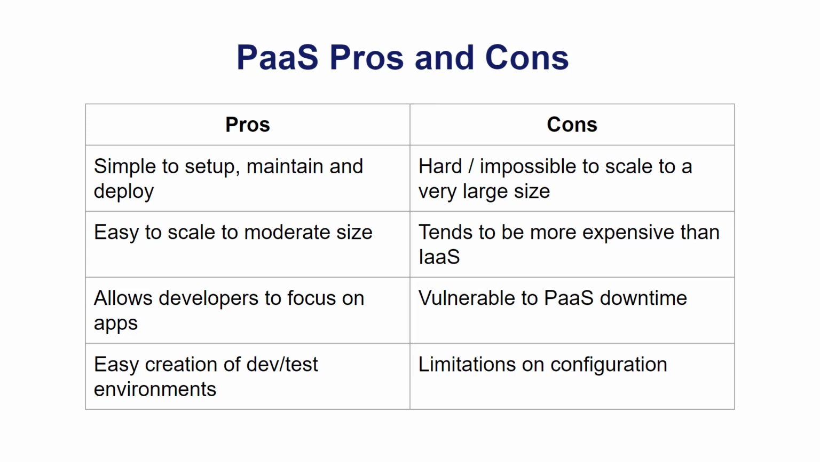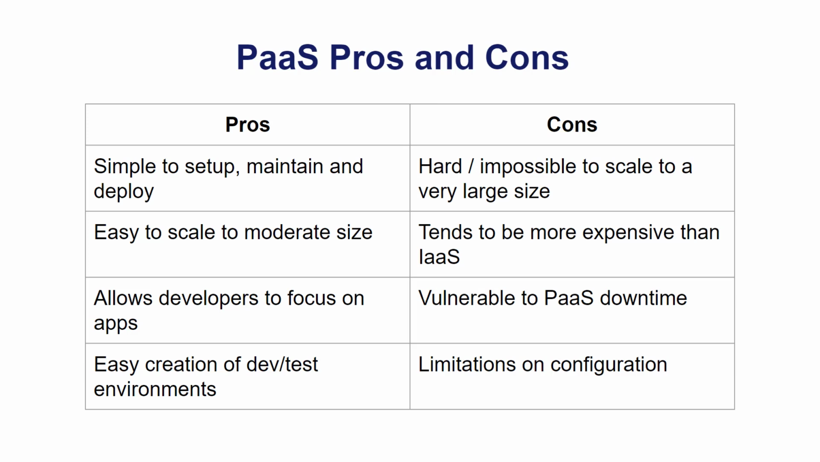However, on the con side, if you want to scale to very large amounts of traffic or very high computational requirements, it's hard to do that with a platform as a service. Platform as a service tends to be cheaper when you have very low traffic, and then as you ramp it up, it crosses over a threshold where it would become quite a lot cheaper if you were to use an infrastructure as a service instead. If your platform as a service has downtime, there's not a lot you can do about it, whereas with infrastructure as a service you have more flexibility, and you also have limitations just in the amount that you configure with platform as a service.